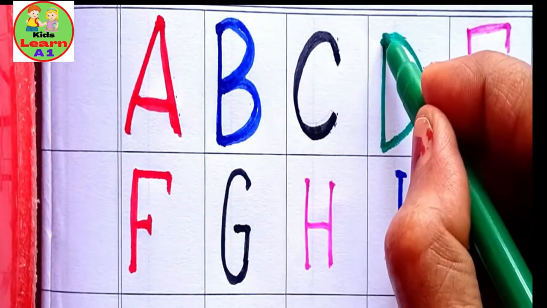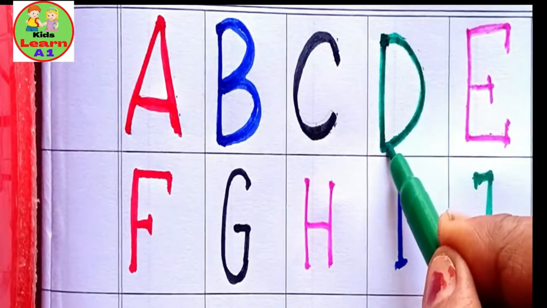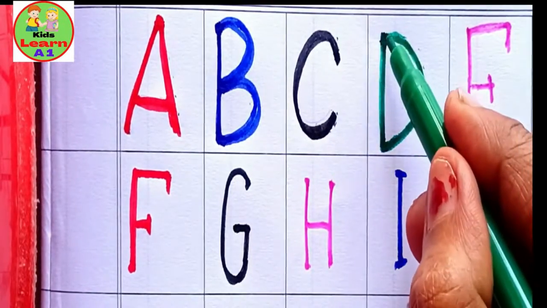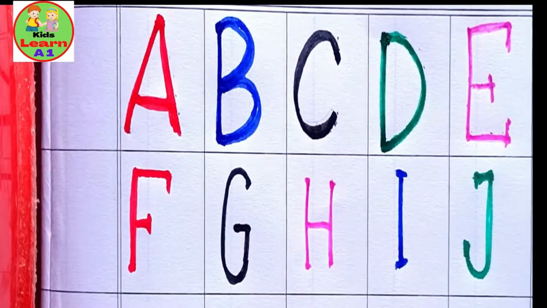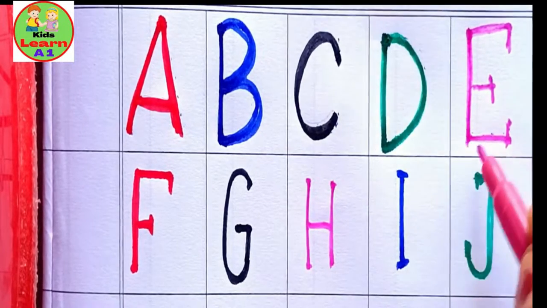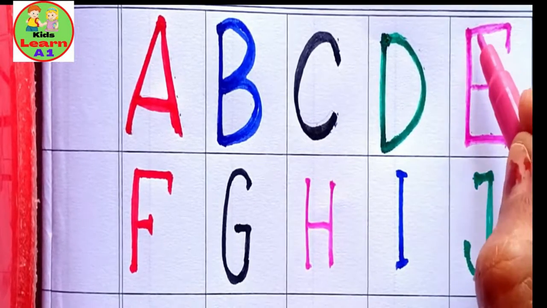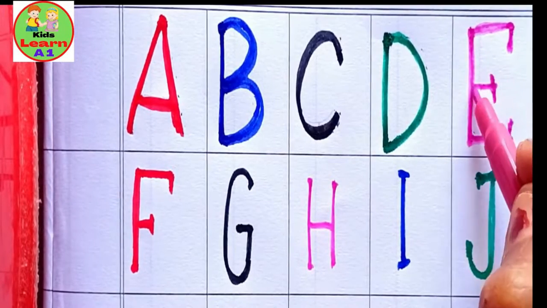Green color. D. D for dog. D for dog. Purple color. E. E for eagle. E for eagle.